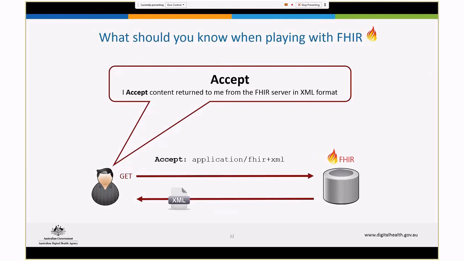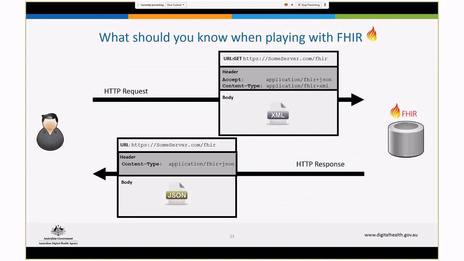In return, when you request, you can say, what do I want back? So I accept content returned to me from the FHIR server in XML format. That's the accept header, that's the other one. So when I ask the server to get me a resource, I can say, when you return it to me, I want it in XML, or I want it in JSON, and that's what the accept header is doing. So here's that when you hit the send button, we're sending over the two headers. I accept JSON, but I want my content in XML, and the FHIR server is replying to me, here is your content, and it's in JSON. The content type is JSON.